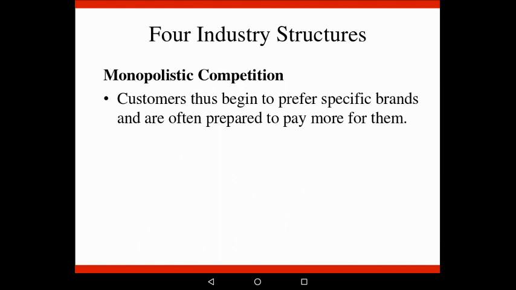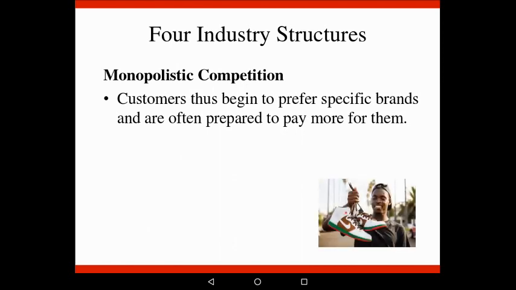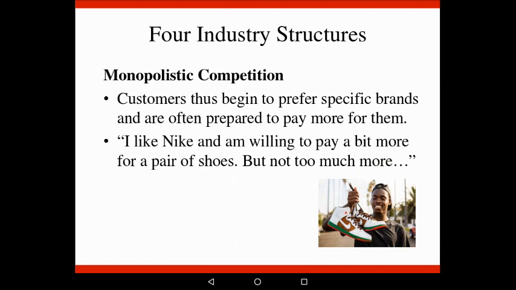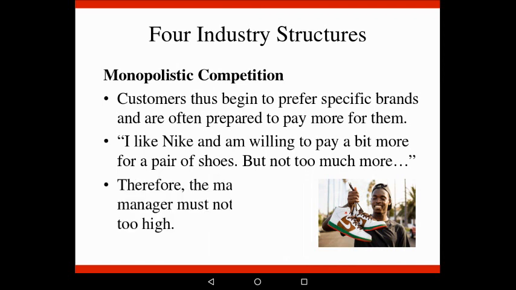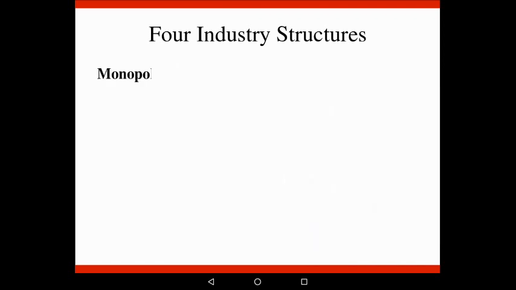So customers will then begin to prefer specific brands and be even prepared to pay more for them because they like what they offer in comparison to the others. I like Nike, and I'm willing to pay a bit more for a pair of shoes, but not too much more, is maybe what someone would say, because they really love the brand. So they might be willing to pay a little bit more for their Nike shoes because they really love the brand. They're loyal. So the marketing manager mustn't raise the price too high, because even though they're willing to pay more, it's not going to be ridiculously more.